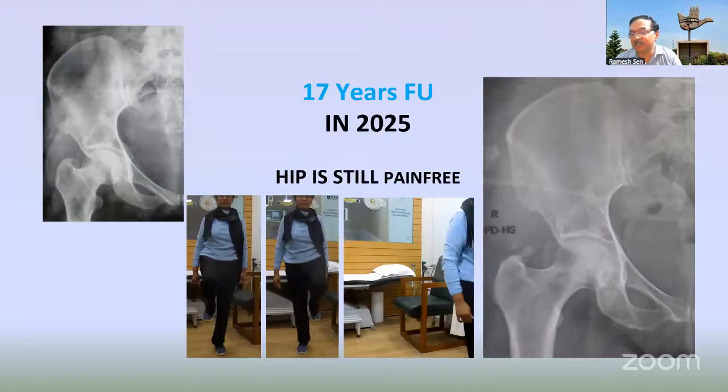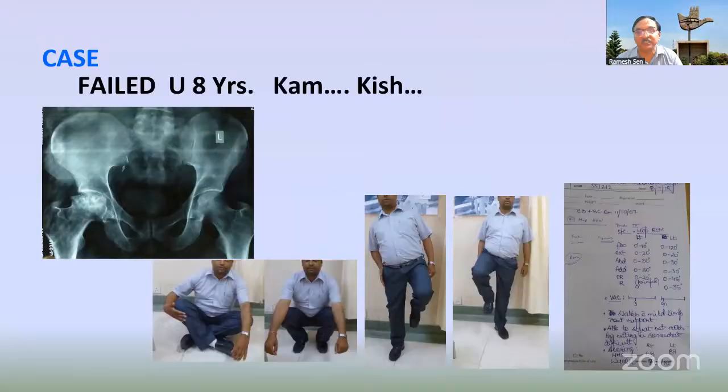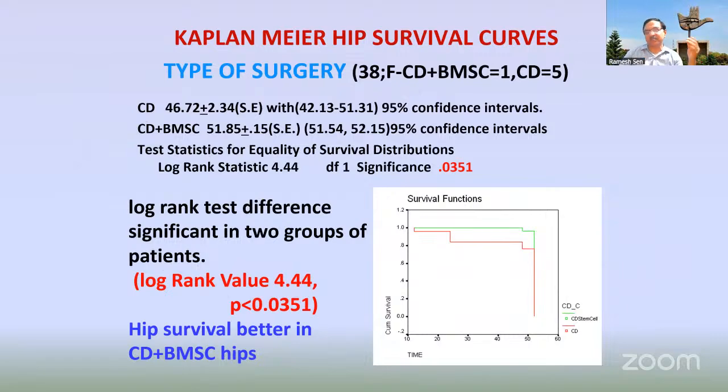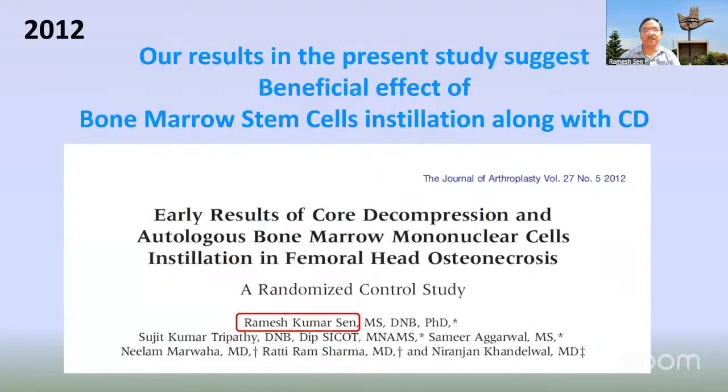Her hip is as good as possible, as you can see over here. But we did fail in one of the cases. This is one of our failures. So overall, when we looked at all these cases at that early stage in 2012, when I reviewed them, we found that the hip survival was much better when we had injected the stem cell. That is what I presented. It was my thesis also, and we published in Journal of Arthroplasty in 2012 in that area.